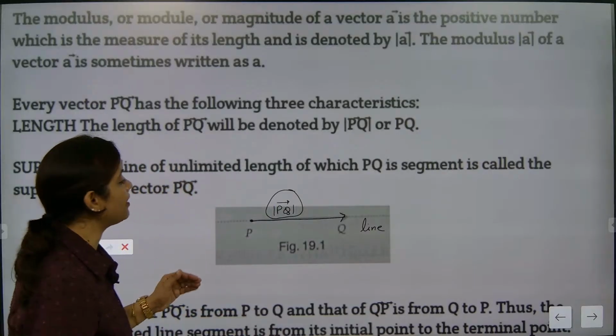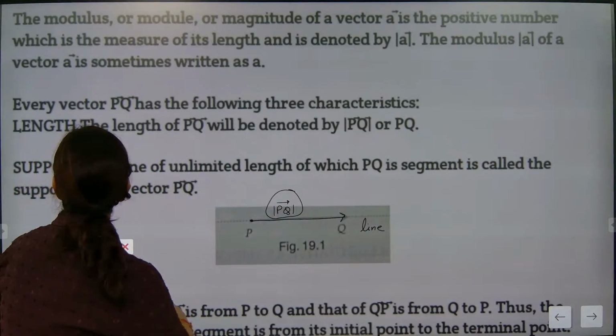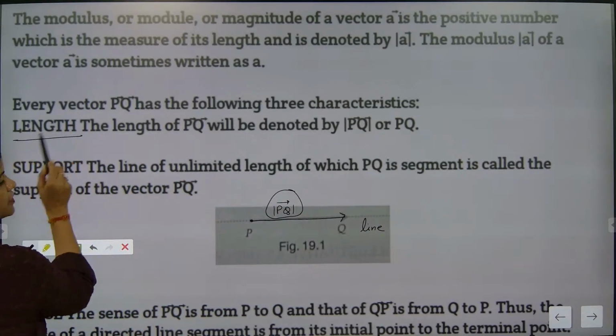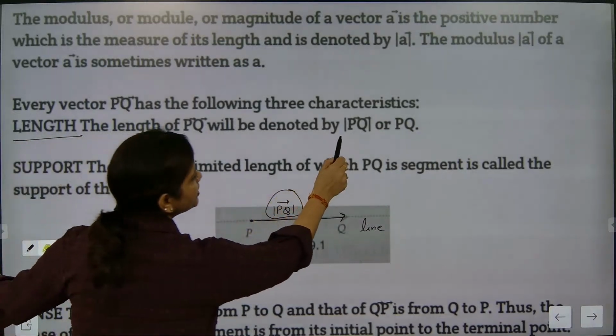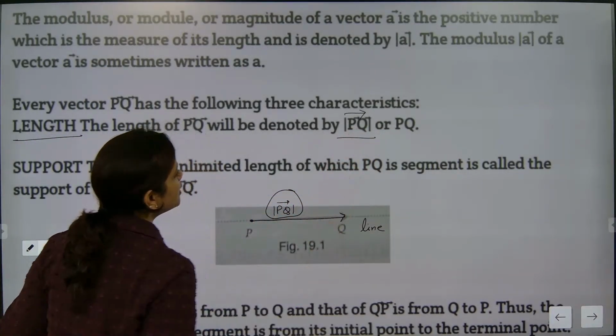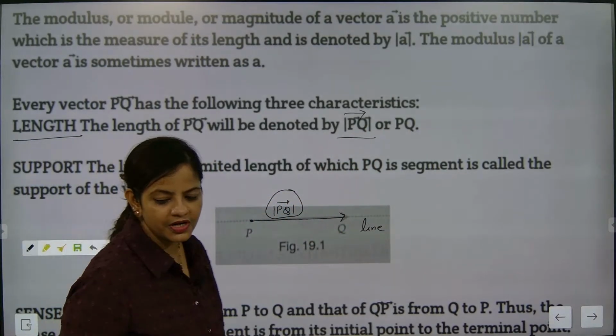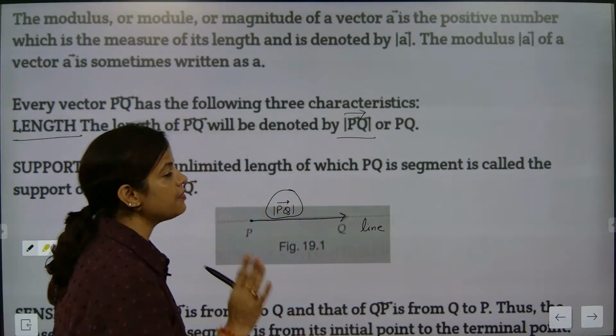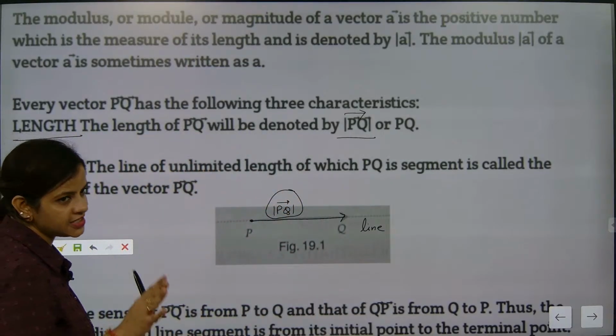So vectors will have a specific length. So the first part we talked about is length. Got it? And length will always be written like this. This is exactly the magnitude. Length will always be written like that, and that is called magnitude.